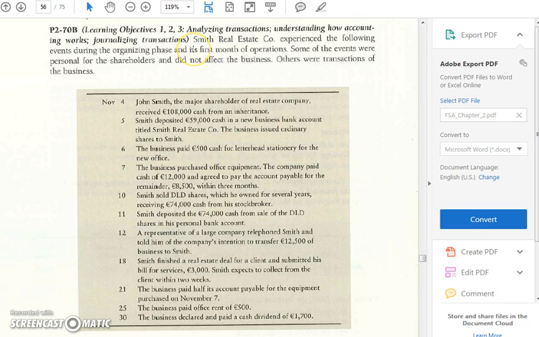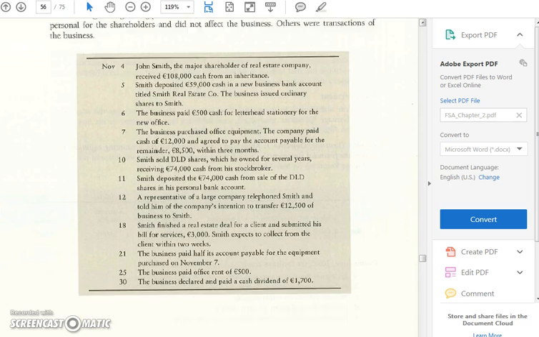So let's see what we have here. For practice exercise chapter 2, number 70B, it's one in which we have analyzing transactions, and then we're going to journalize everything. For this company, Smith Real Estate, it's the month of November from the 4th all the way to the 30th. We have to do something with this. Let's see what we have to do.